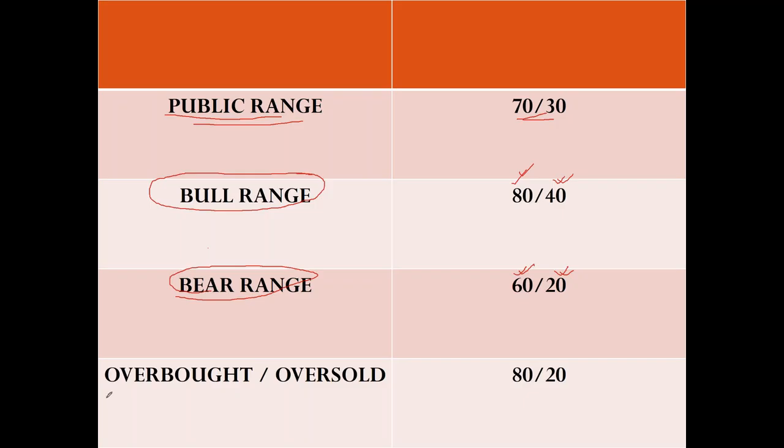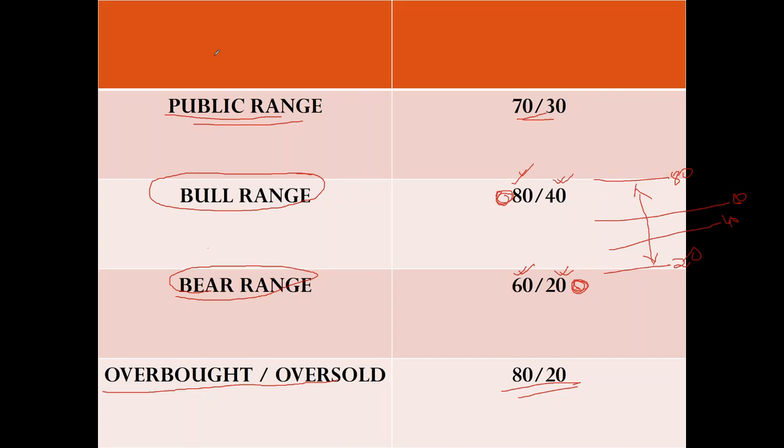So in general, overbought and oversold levels become 80 for the bull market and 20 for the bear market. So there is a range extension by Andrew sir. No more 30-70, but now 80 and 20. And this is 40, this is 60, and this is 40.